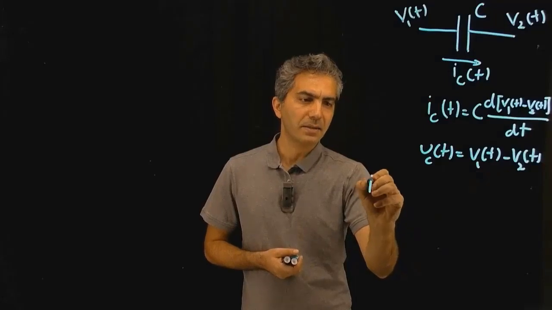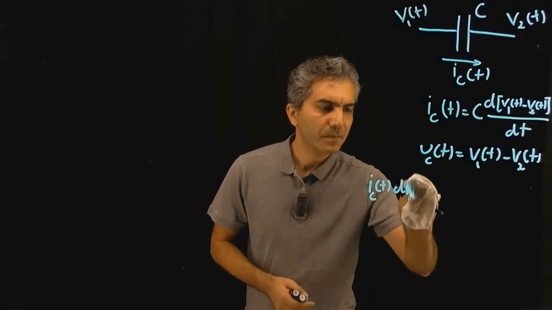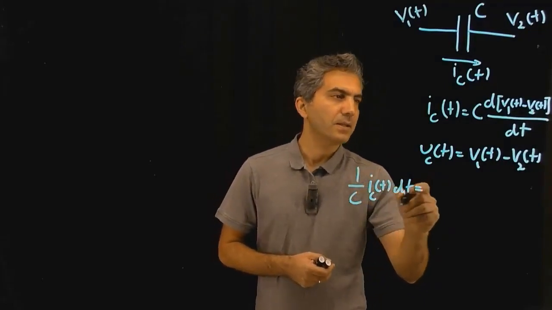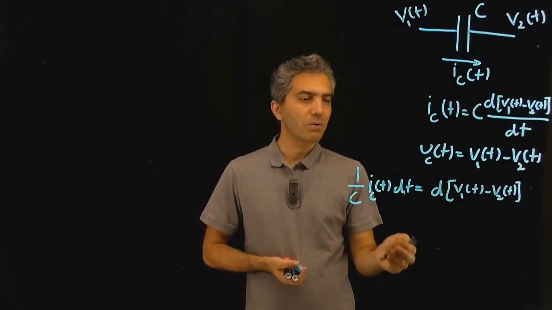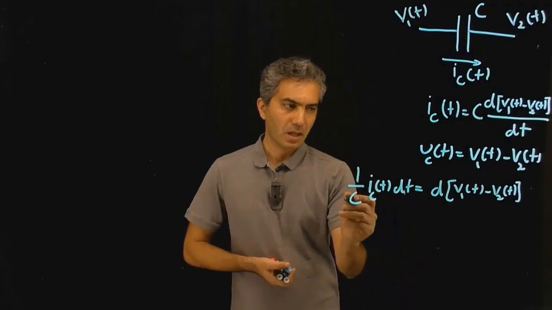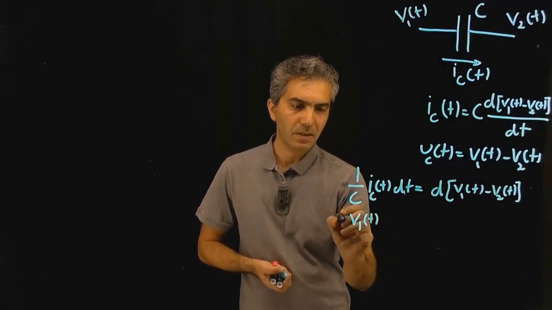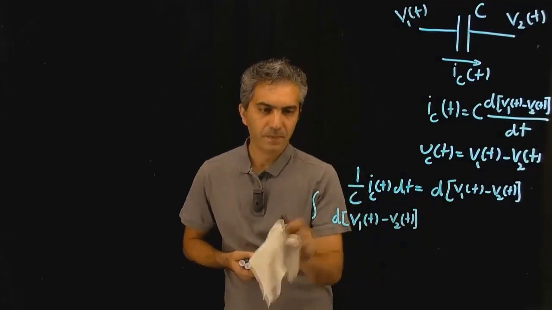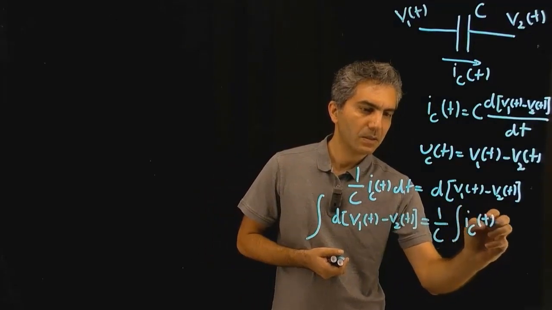For example, I can say that ic(t) dt, just multiplying both sides of this equation by dt. Actually, 1 over C ic(t) dt is equal to d[v1(t) minus v2(t)]. Now, if I assume that the starting point for my analysis is t equal to 0, I can integrate both sides of this equation, and the integral of d[v1(t) minus v2(t)] is equal to 1 over C integral of ic(t) dt.